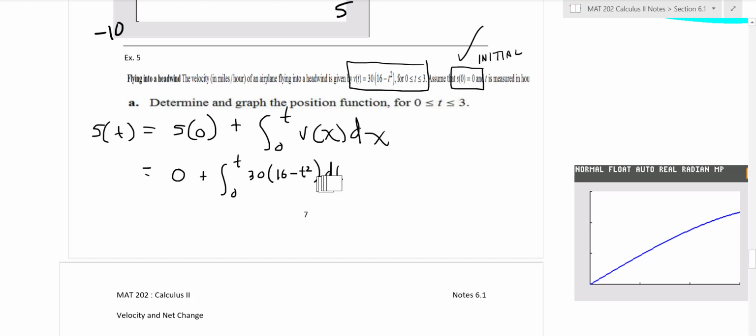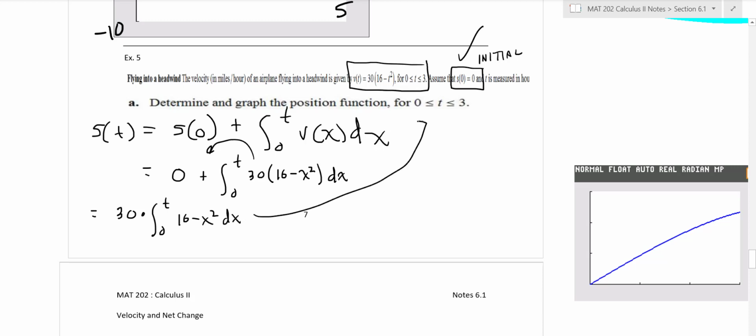Okay, you've got to be kind of careful where you do x as an intermediate variable. So I write this like this, 16 minus x squared dx. Okay, so let's work that out. You can bring the 30 out. The 0 doesn't have any bearing anymore, so we have 30 times the integral from 0 to t of 16 minus x squared dx. I'll move this over here.